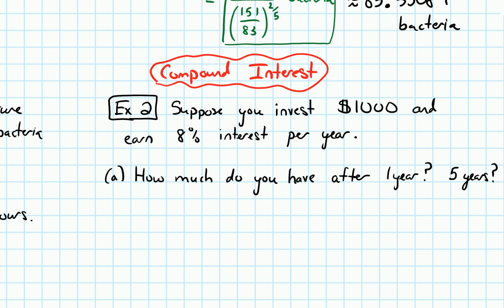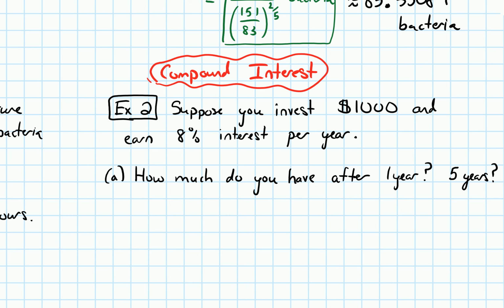In this video, we're going to talk about compound interest. So I actually want to begin with an example right away. Suppose that you invest $1,000 and earn 8% interest per year. Part A is asking how much do you have after 1 year and then after 5 years.